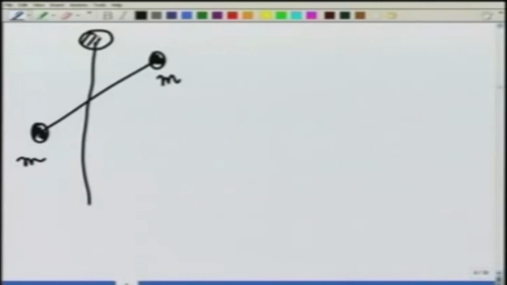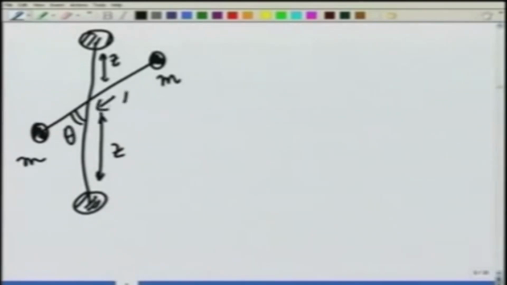As an example, let me go back to our old friend, a light rod with masses m on both sides, rotating about an axis, and let us fix this axis on some ball bearings here. Let this height be z, let this also be z, let this angle be theta, let the length of the rod be 2L, so that half of it is L.